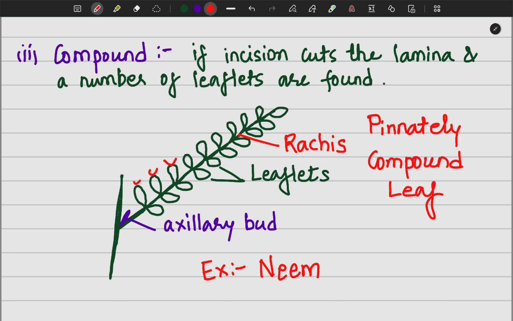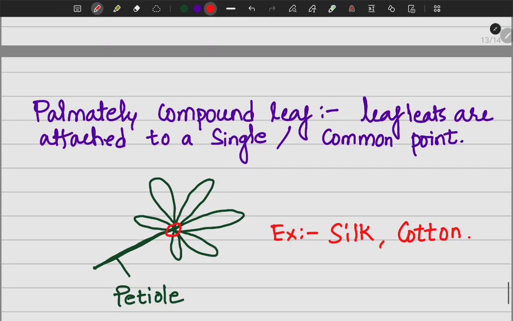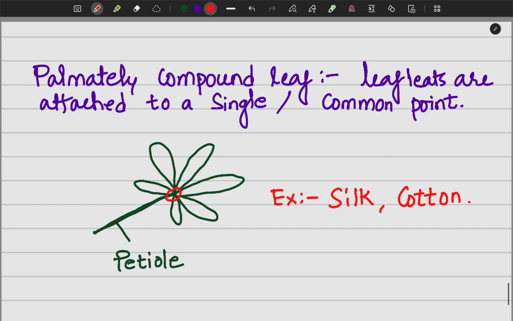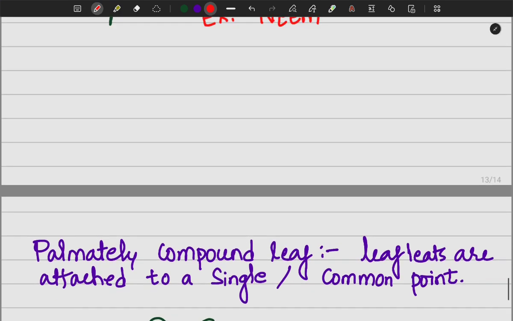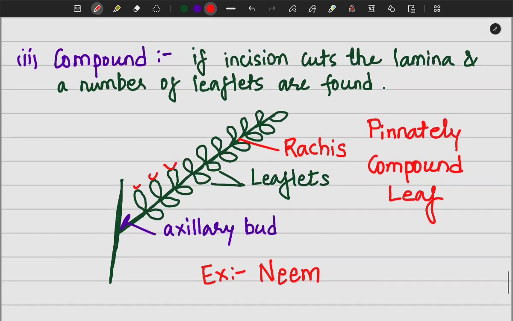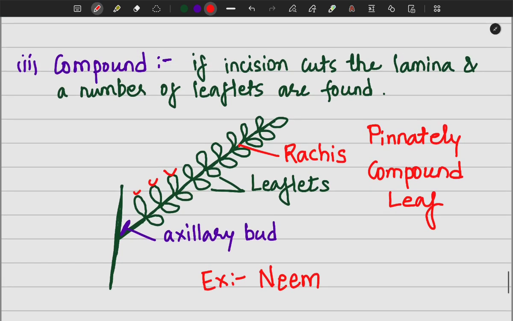In pinnately compound leaves, the leaflets are arranged on a common axis, which is usually called a rachis. An example is neem. And in palmately compound leaves, the leaflets are attached to a common point, that is the tip of the petiole. Examples are silk cotton. Alright, and I hope you also understand how we can differentiate between a leaf and a leaflet. A leaf is always accompanied by an axillary bud at its axil, but leaflets do not have any axillary bud. That's how you can differentiate between a leaf and a leaflet.